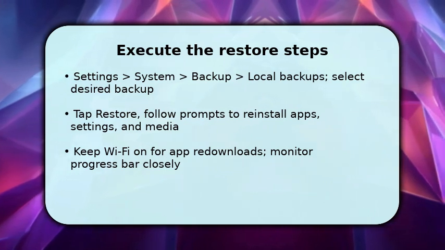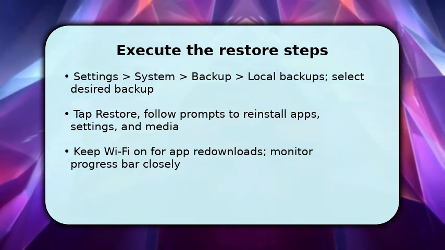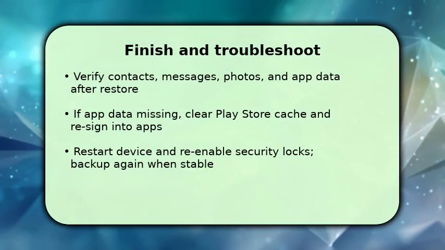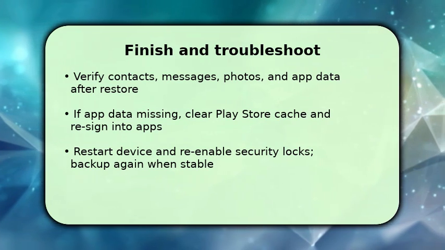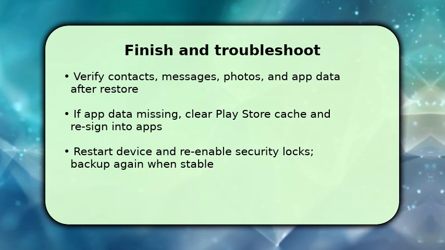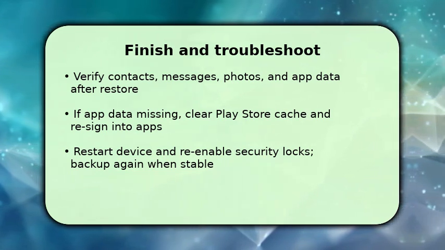Once the core restore finishes, you move to final cleanups. You wrap up by checking essential data, contacts, messages, photos, and app-specific settings to confirm the restore completed. If something is missing, make sure the backup file matched the required Android version.